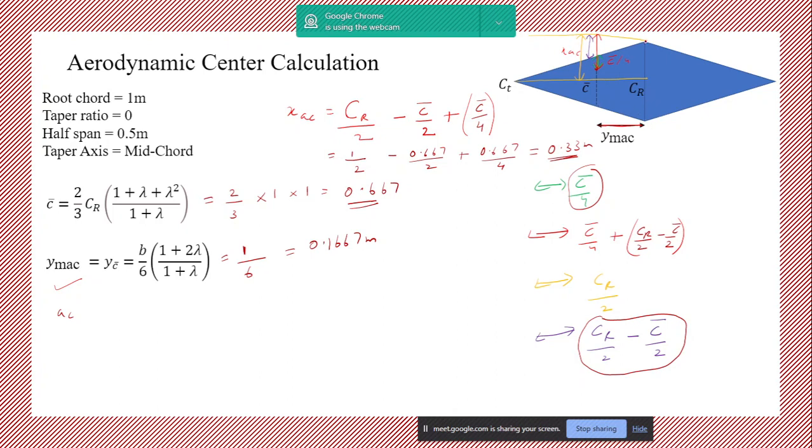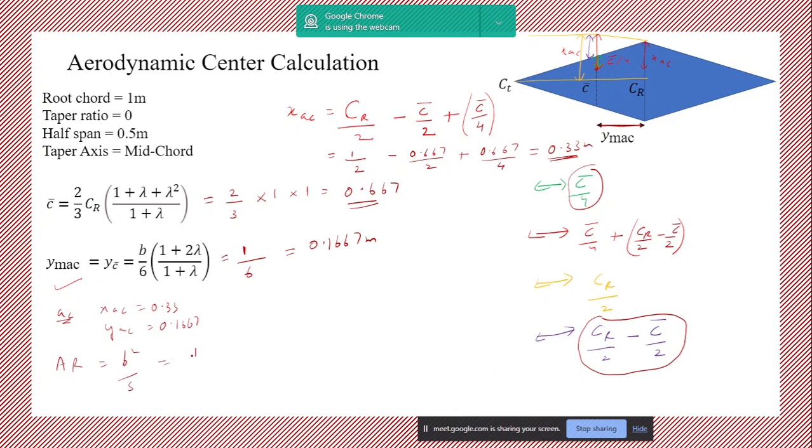XAC is from the leading edge of the root tip to the aerodynamic center. So this is XAC. We need to find out both of them. When they ask you to find out the aerodynamic center, find out both X and Y coordinates. So when AC is asked, XAC we have calculated as 0.3 and YAC is 0.1667. Then they've also asked us to calculate aspect ratio, which is B square by S.